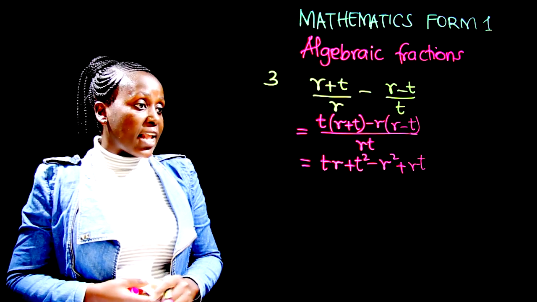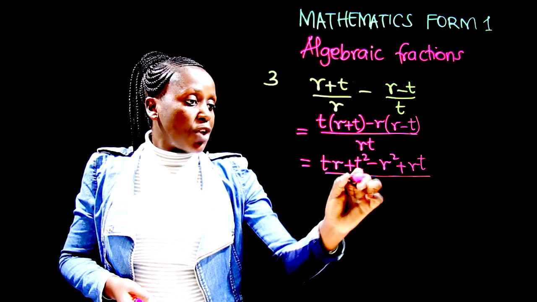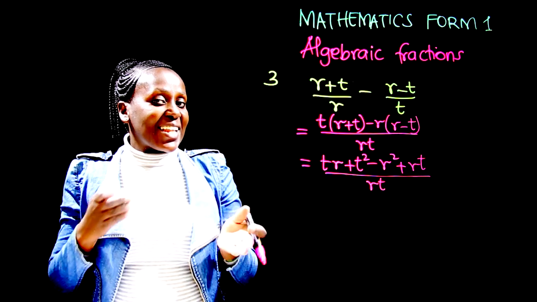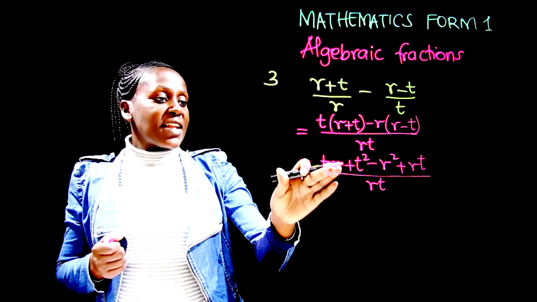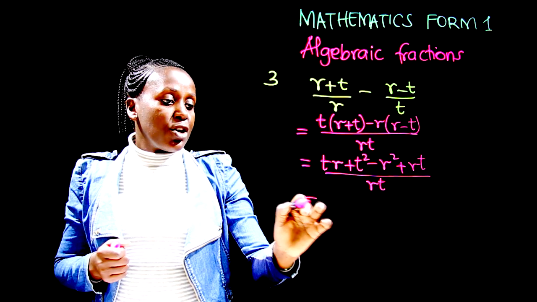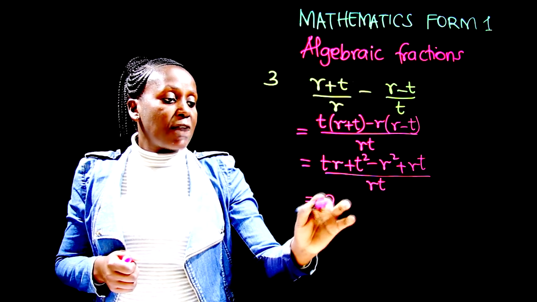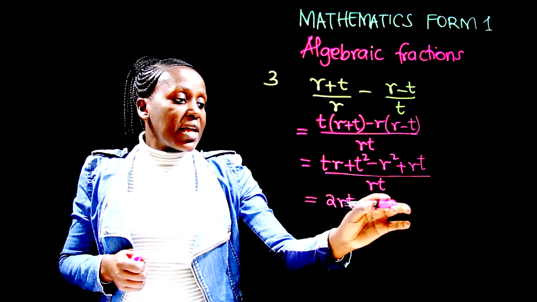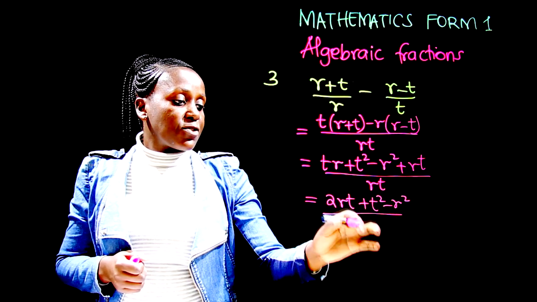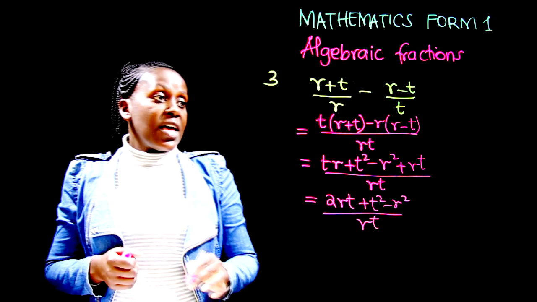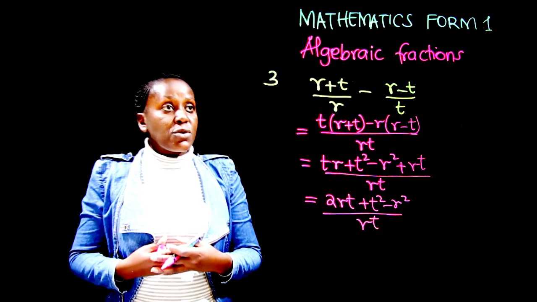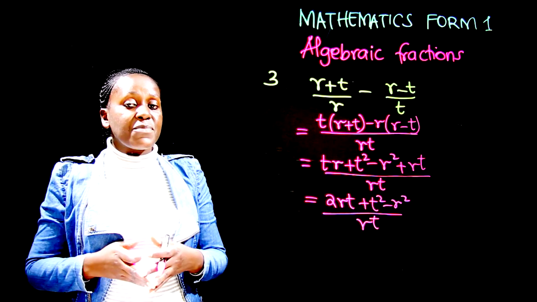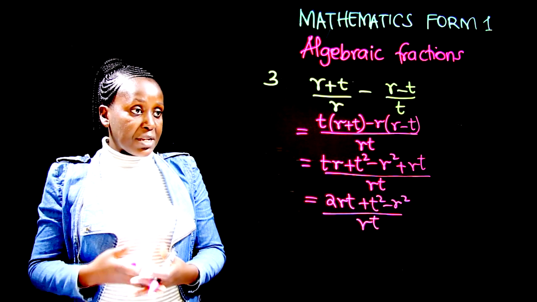Do we have any like terms here? So do not forget to divide by RT. So TR is basically RT. So RT and RT are common. So if we add them, we will have 2RT plus T squared minus R squared, all that over RT. And that is how you work out algebraic fractions that have letters as the denominators.